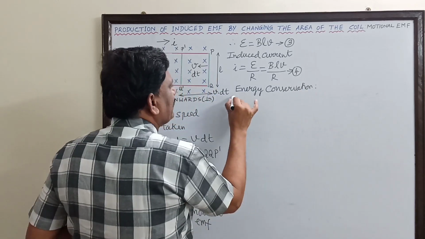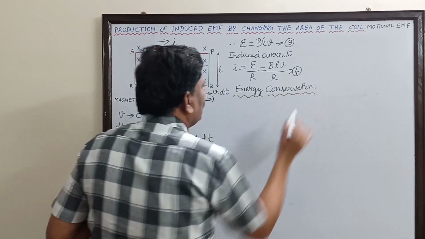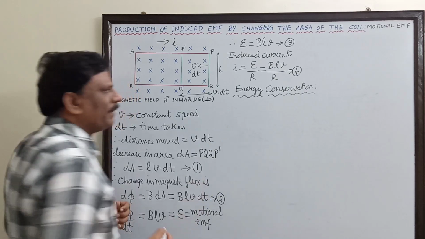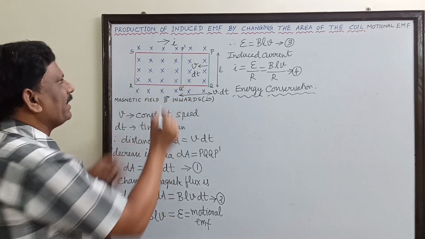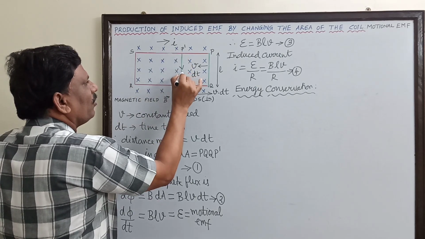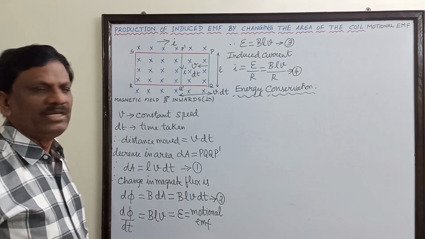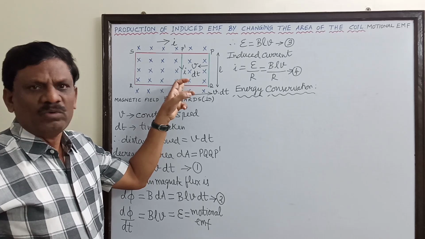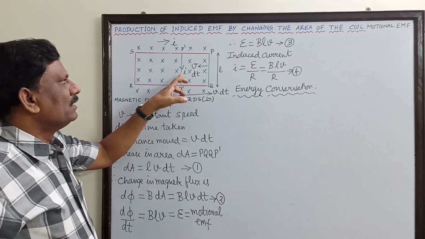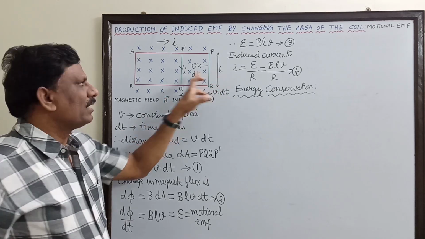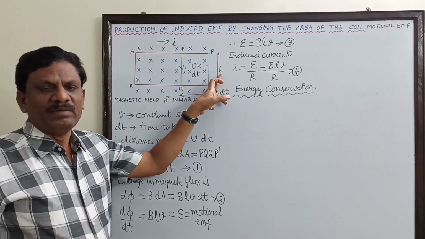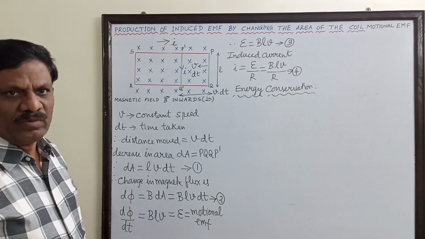So for energy conservation, first we will find out what will be the force acting on this current carrying conductor. This current I is flowing in the downward direction. Induced current is flowing in the downward direction. Understand? So this I into L is called the current element, and that is in the downward direction.